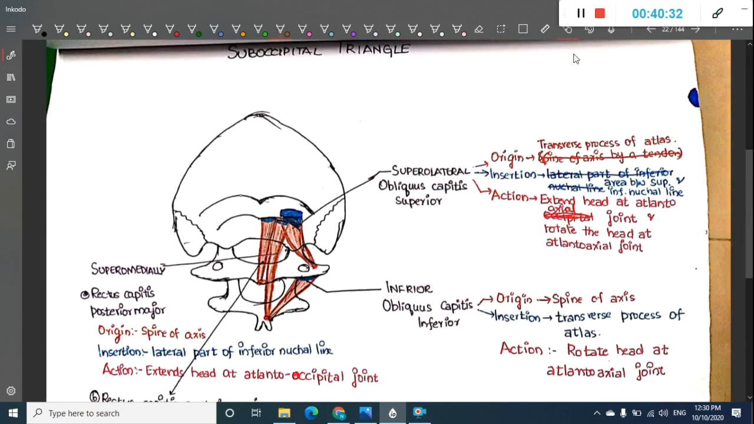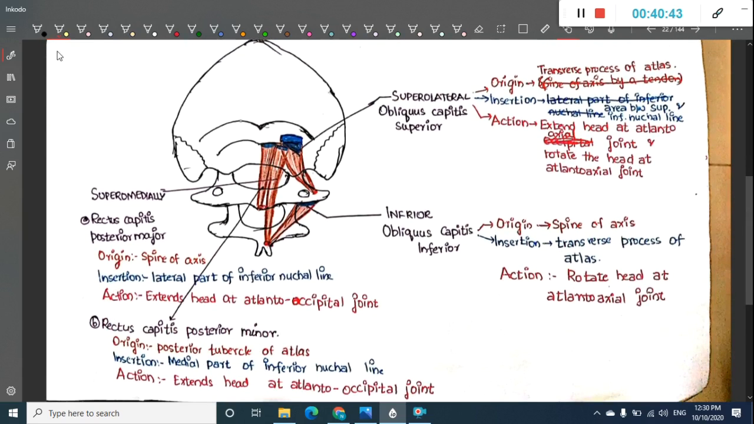The next triangle of the neck is in the posterior part, on the back of the neck. We have one more triangle called the suboccipital triangle. What are its boundaries? This is the suboccipital triangle, this is the vertebrae, this is the skull, this is the superior nuchal line, this is the inferior nuchal line, and here we have the supreme nuchal line also.